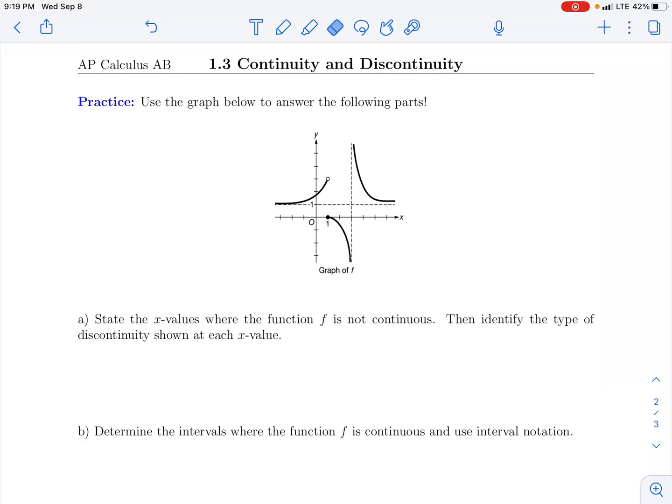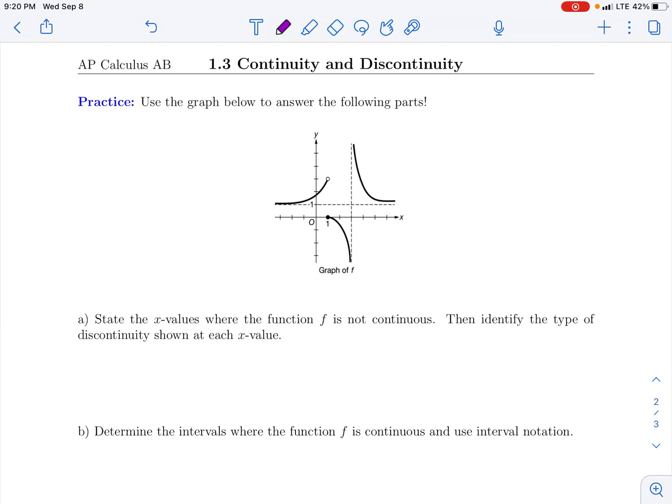Okay, so now that we've gone over what continuity is, discontinuity, and then the different types of discontinuity, let's actually do an example now. So it says to use the graph below to answer the following parts. So here I have this graph of f, and it says in part A to state the x values where the function is not continuous. All right, and then identify the types of discontinuity shown at each x value.